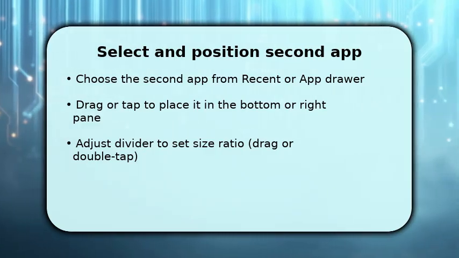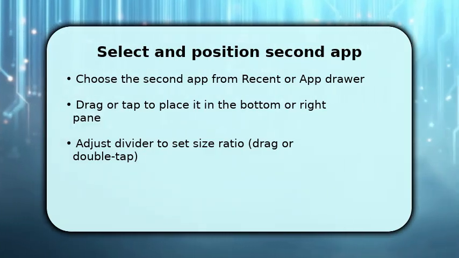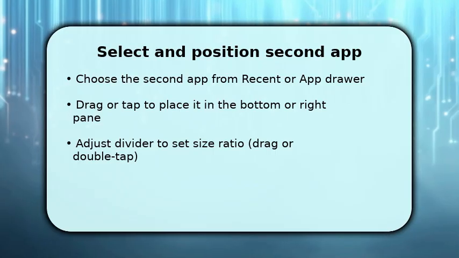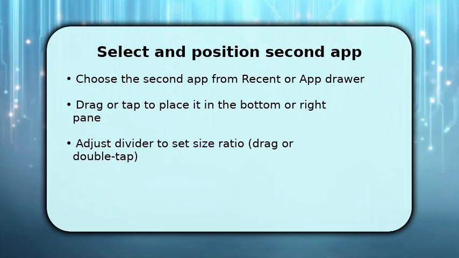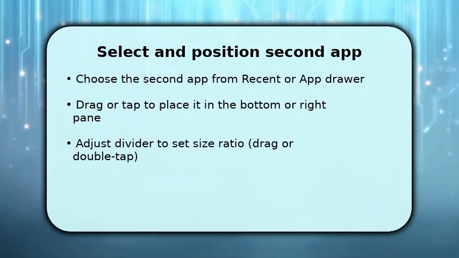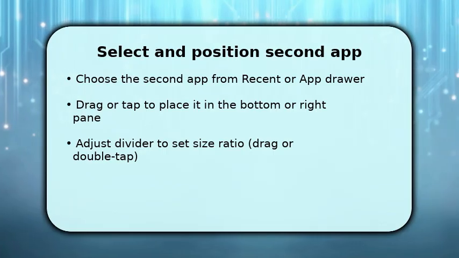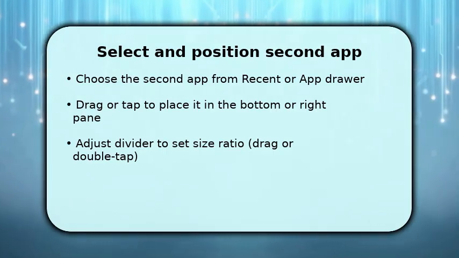interface supports dragging. Once both apps show, adjust the dividing bar to prioritize one app, drag toward the edge for a larger pane, or double-tap the handle to toggle preset ratios. Make sure multi-window permissions are allowed for apps that need special access.